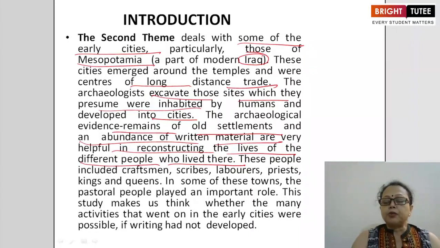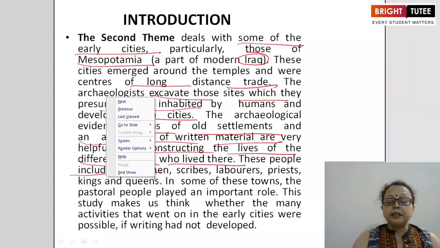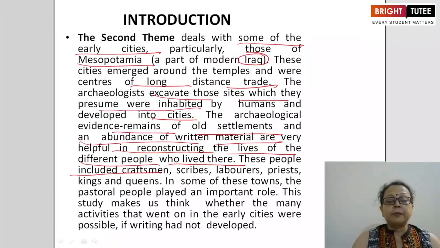Those people involved in all such tasks include craftsmen, who were not only involved in production, but were also the traders and the merchants, scribes, who were supposed to write down all these things, laborers, priests, kings and the queens.